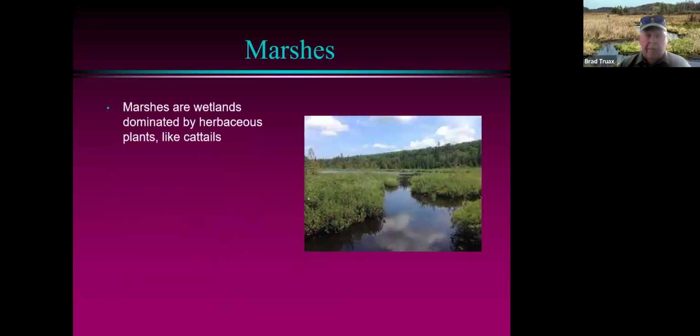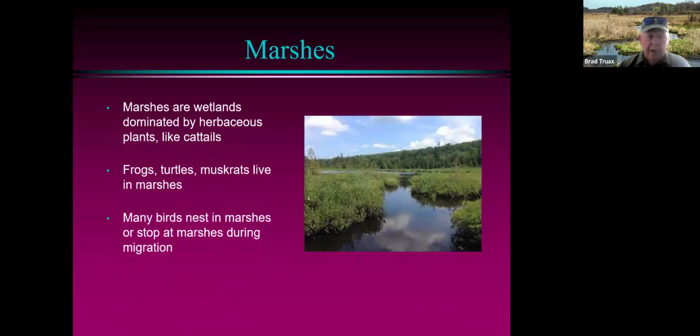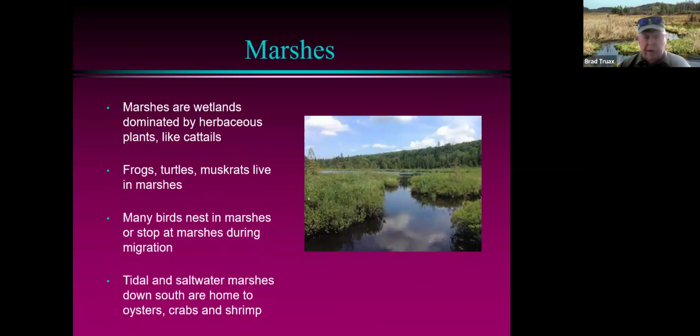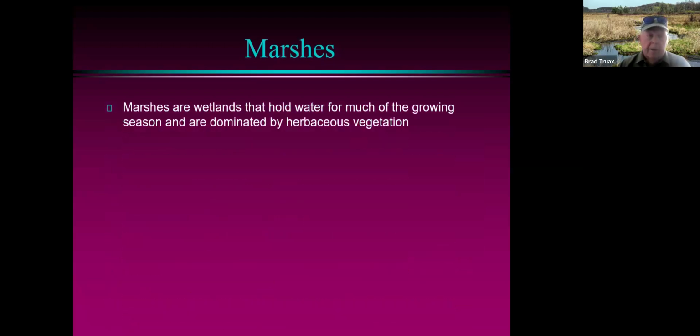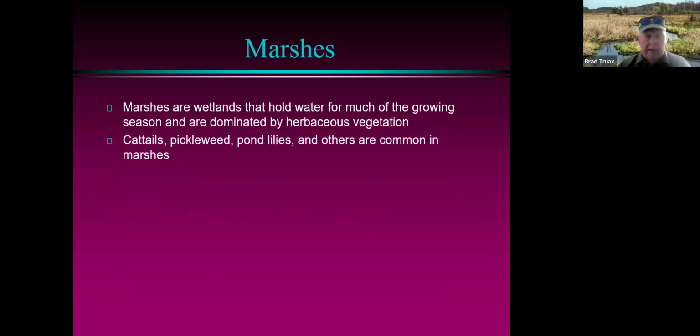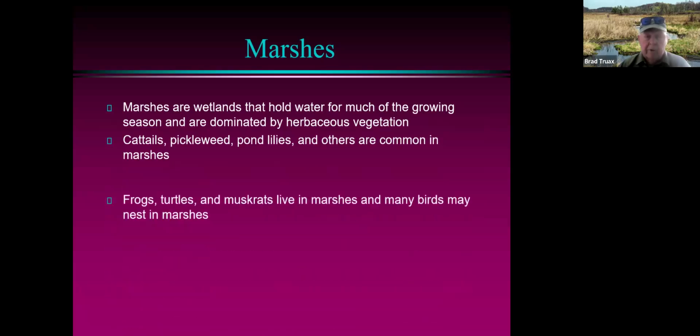Marshes are wetlands that are dominated by herbaceous plants like cattails. Frogs, turtles, and muskrats live in the marshes. Many birds nest in the marshes or stop at the marshes during migration. And tidal and saltwater marshes down south are home to things like oysters, crabs, and shrimp. So again, marshes are wetlands that hold water for much of the growing season, but they're dominated by herbaceous vegetation as opposed to woody vegetation. And again, cattails, pickleweed, pond lilies, and many others are common in the marshes.